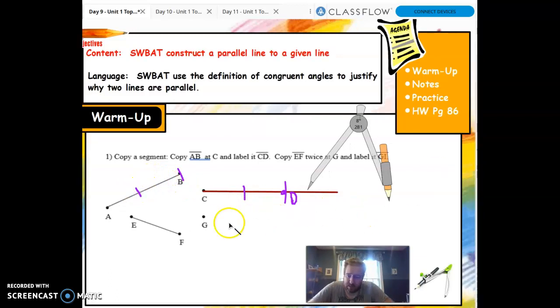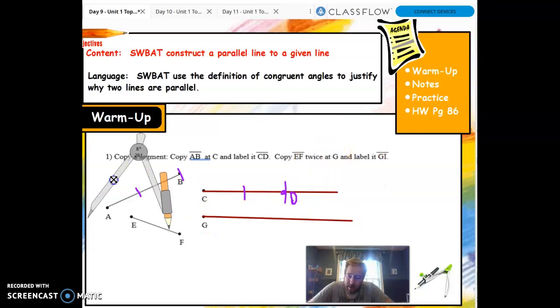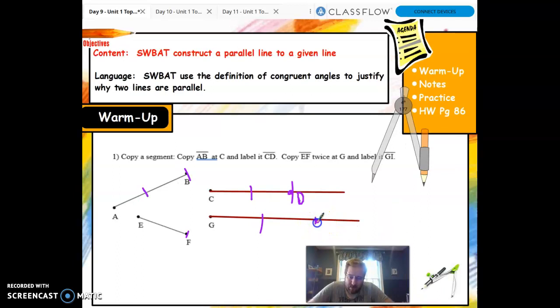Now, for the second question, it's a little bit different. Now it says copy EF twice. So I'm going to put my fixed point on E. I'm going to measure EF first, and then I'm going to copy it twice so that the new segment is twice the size of segment EF. So there's once, and then I do it again, and that's twice, and there we go. So now we have the distance from G to L. So L is over here, and L is twice the distance of EF.